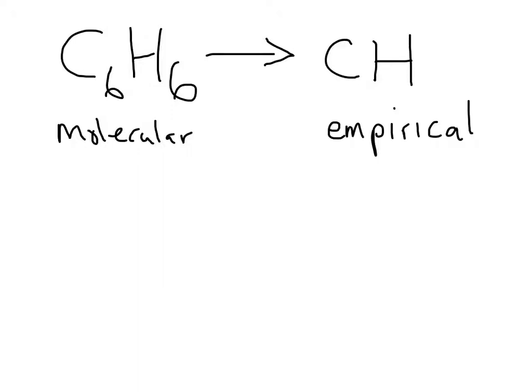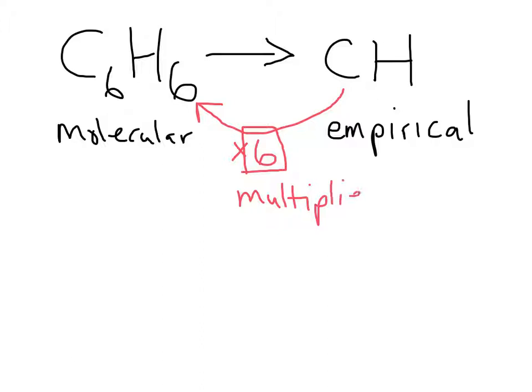Going back to this specific example, to get from the empirical formula to the molecular formula, we had to multiply all of the subscripts by 6. And in chemistry, this number 6 we call the multiplier. That's just the number that we're multiplying all of the subscripts of the empirical formula by in order to get to the molecular formula.